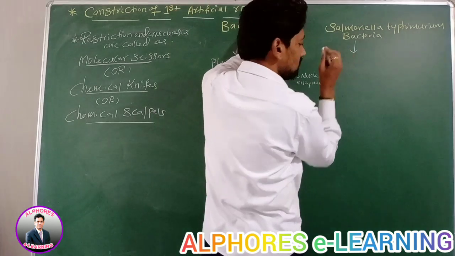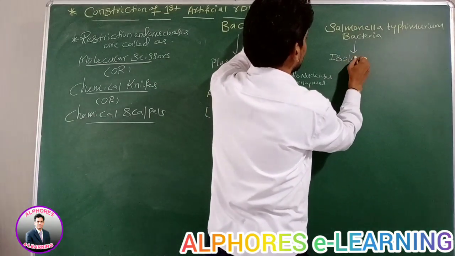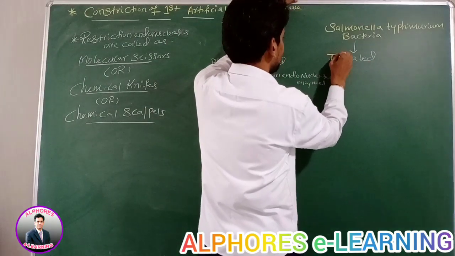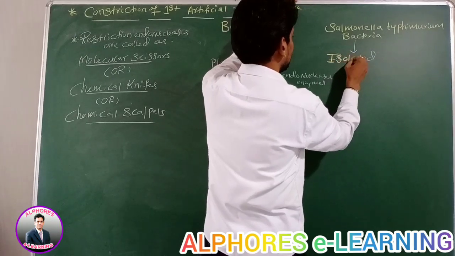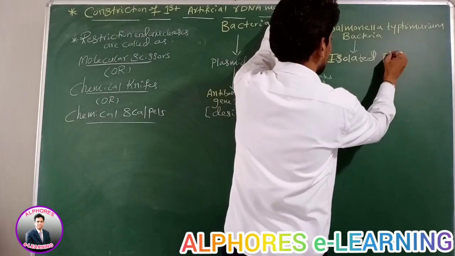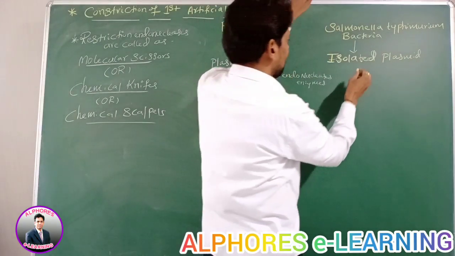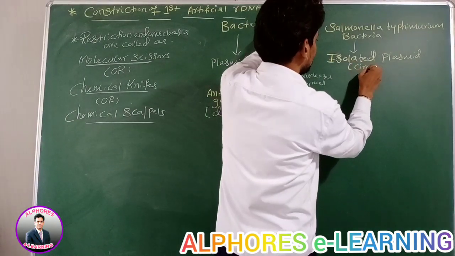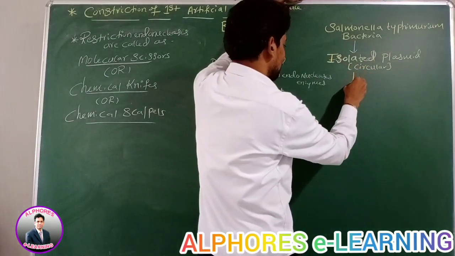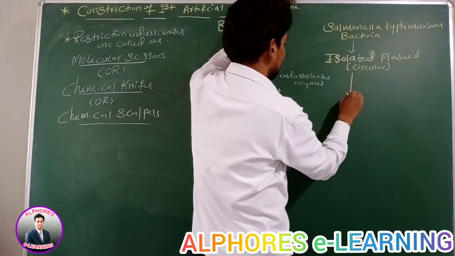Therefore, they isolated a circular plasmid. What did they isolate? Plasmid. How is this plasmid? Circular, right? Circular. This circular plasmid was made linear. What was made linear? The circular plasmid was made linear.